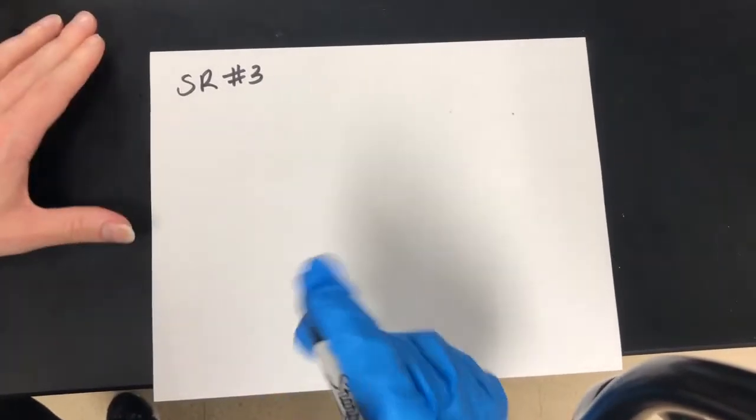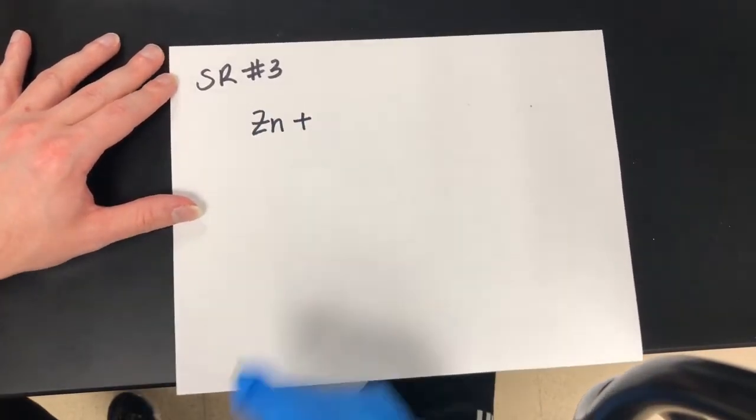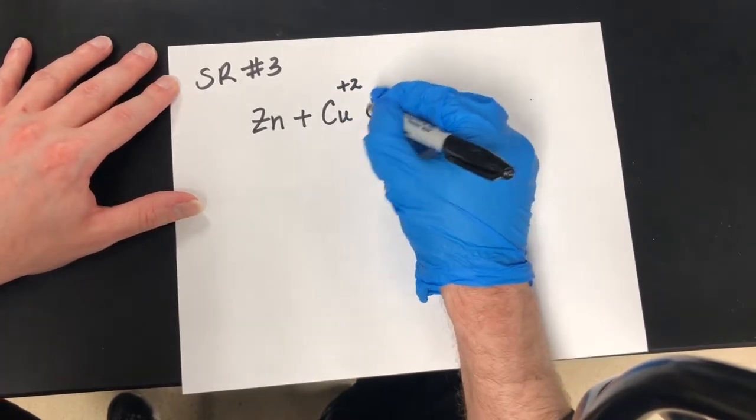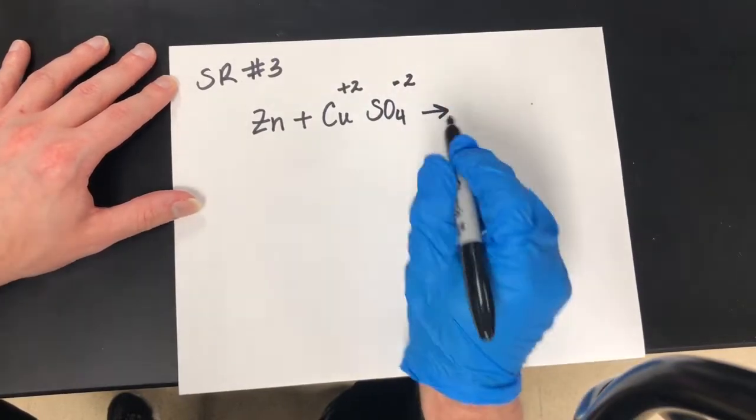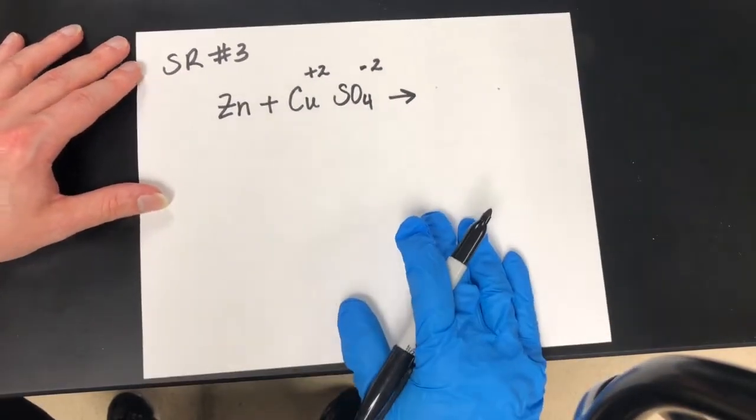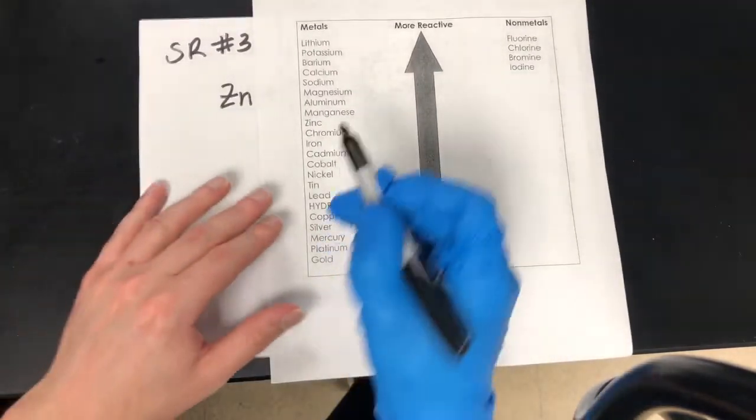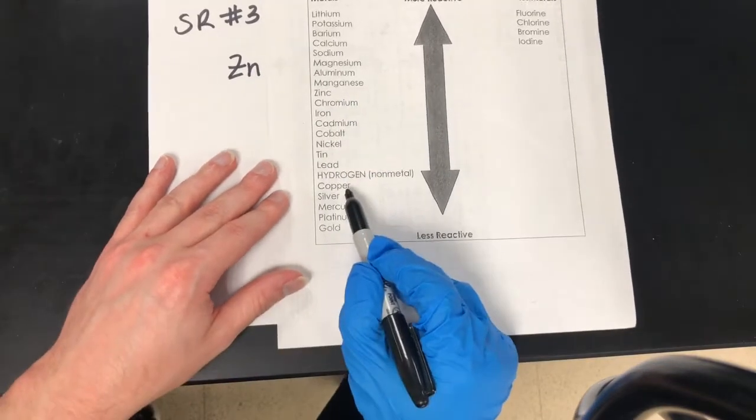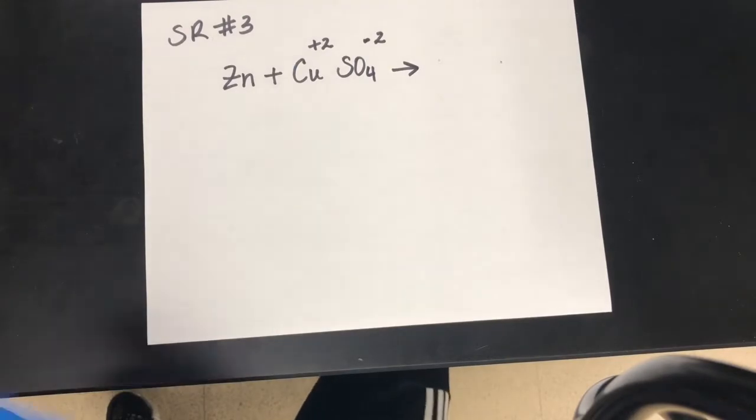Okay, single replacement reaction number 3 is going to be between zinc and copper 2 sulfate. So copper is going to have a +2 charge. Sulfate is SO4 with a -2 charge. There's no need to crisscross because they're equal and opposite. So we're going to use our activity series on this, zinc and copper. Zinc is right here, and copper is way down here. So it will displace it out. So we should have some sort of reaction that goes on.